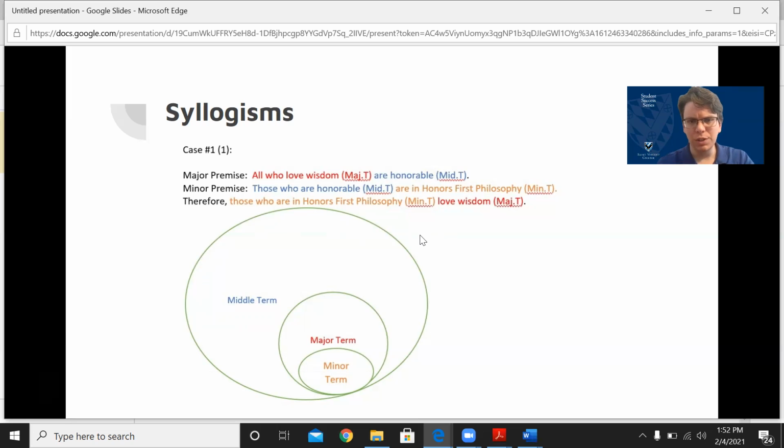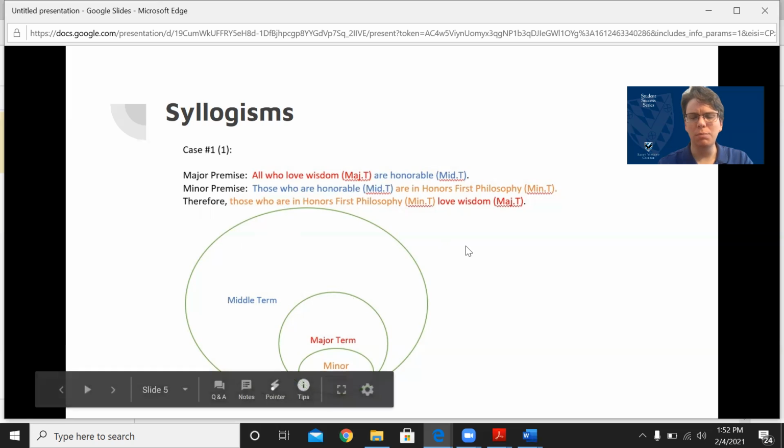That's because the categories that we describe with all who love wisdom and are in honor's first philosophy are all contained within the group of people who are honorable. See, all who love wisdom are honorable, and those who are honorable are in honor's first philosophy. So this middle term actually contains both the major and minor terms. And that's what we see here.